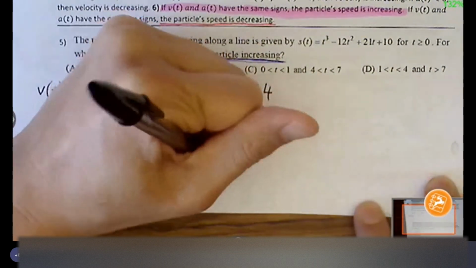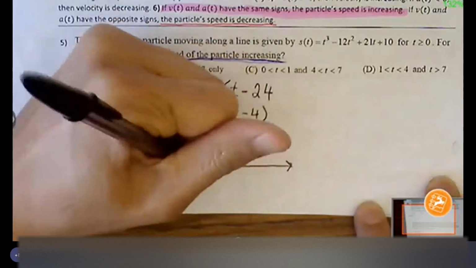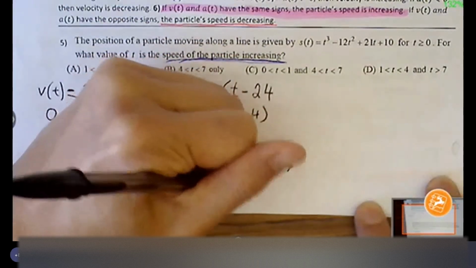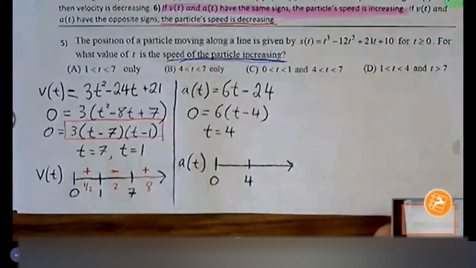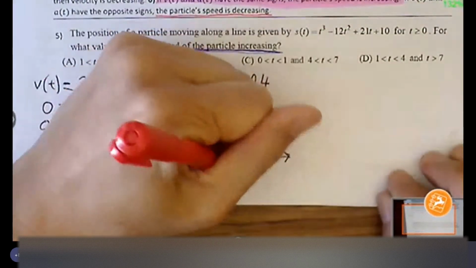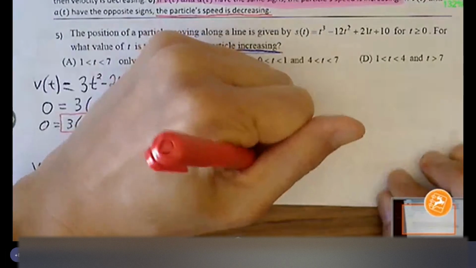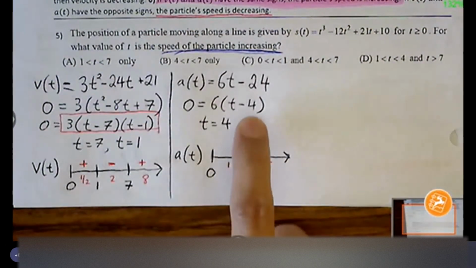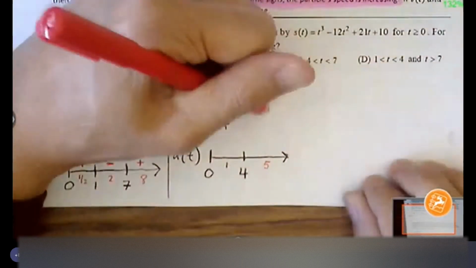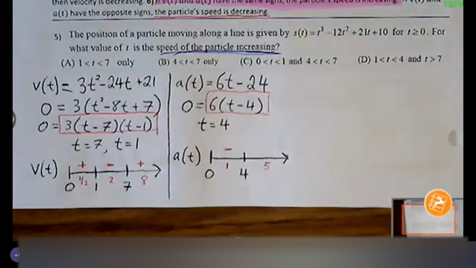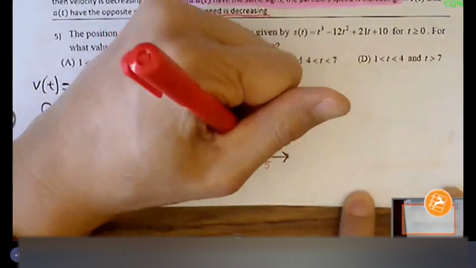Again, 0 starts. But there's only one critical point, and that's going to be 4. Choose values in each interval here. I'll choose 1. I'll choose 5. Plug 1 in for t. 1 minus 4 is negative. So negative acceleration exists between 0 and 4. Plug 5 in. 5 minus 4 is positive.